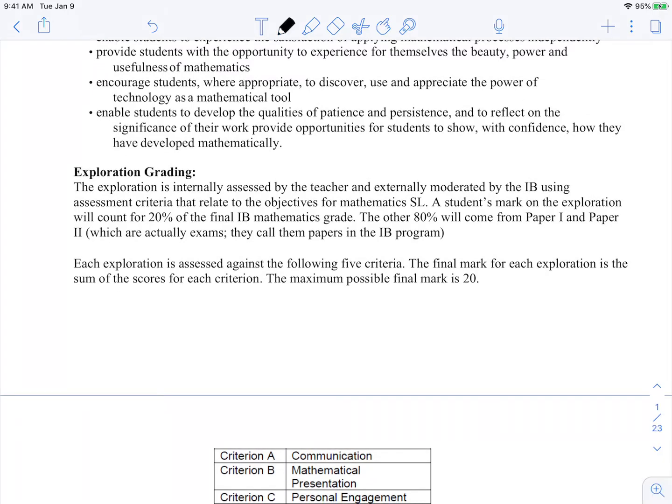All right, the next thing is how you'll be assessed. So if you're going to be taking the IB exams in May, we call them Paper 1 and Paper 2. They're going to be 80% of your overall IB grade to try to get college credit. There's another 20% that's made up of this paper, which we call the exploration. The maximum possible points in this exploration paper is called a mark of 20.